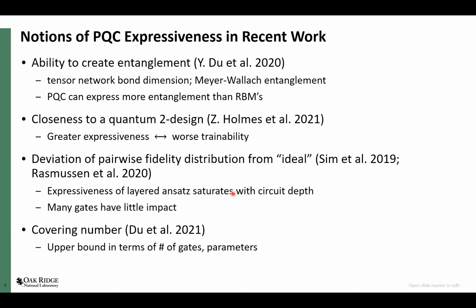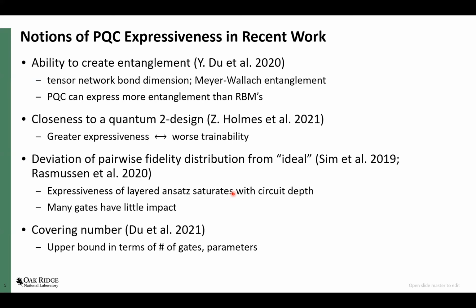Another approach, which is related to the quantum 2 design, has been to look at something that doesn't have a name to my knowledge, but I call it the pairwise fidelity distribution. And looking at that, you can sort of compare the distribution to a certain ideal maximally expressive circuit, and that's your way of quantifying expressiveness.